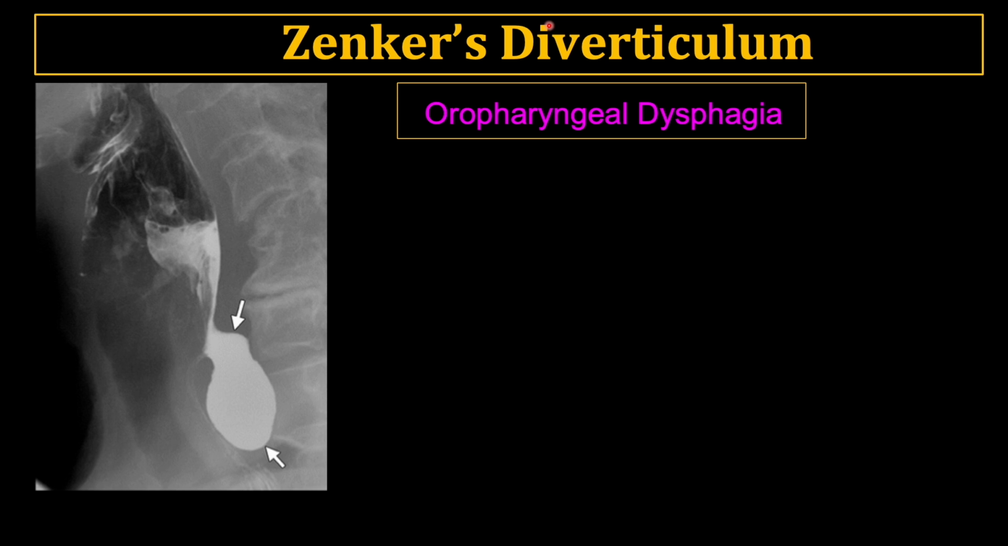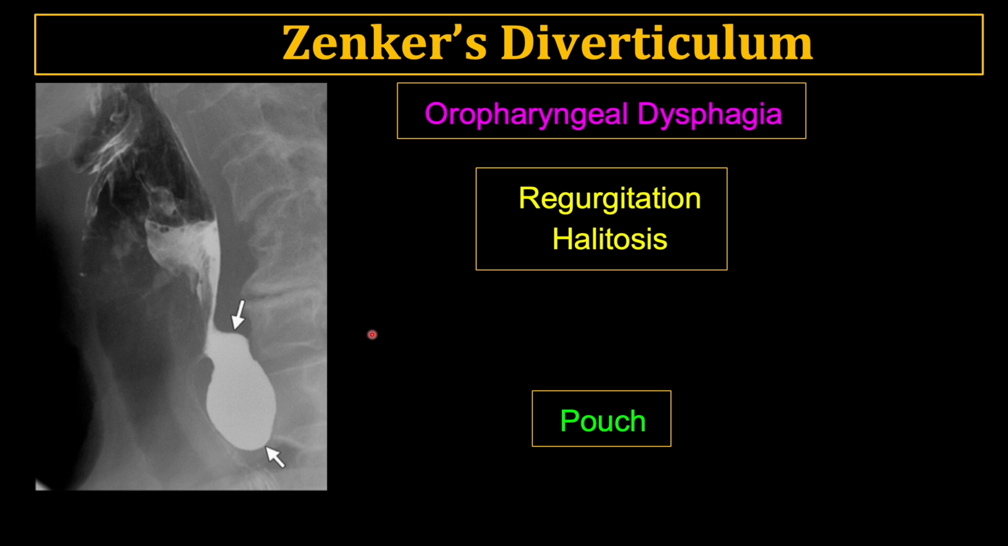This one is a case of Zenker's diverticulum. Zenker's diverticulum is a cause of oropharyngeal dysphagia. In this, there is a weakness in the posterior pharyngeal wall where the mucosa and submucosa prolapse, creating a pouch. This pouch is a site for collection of food. This food sometimes regurgitates, leading to regurgitation of undigested food and halitosis. So these are the symptoms of Zenker's diverticulum: oropharyngeal dysphagia, regurgitation of undigested food, and halitosis.